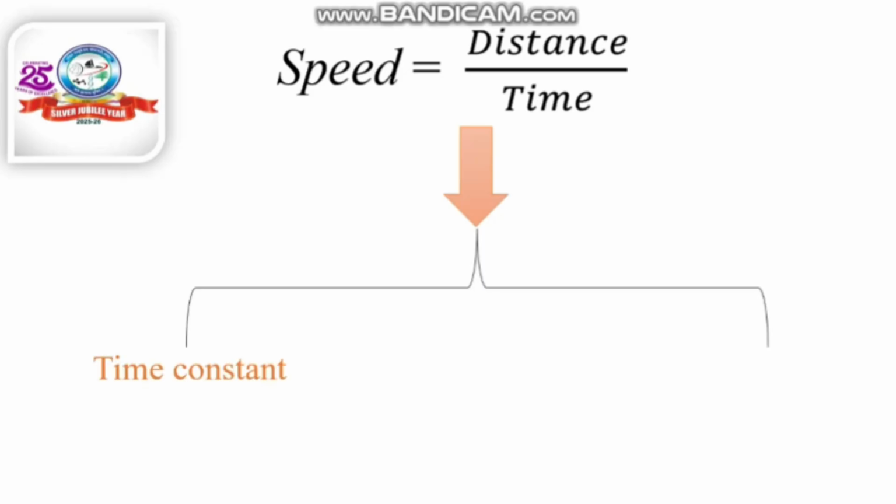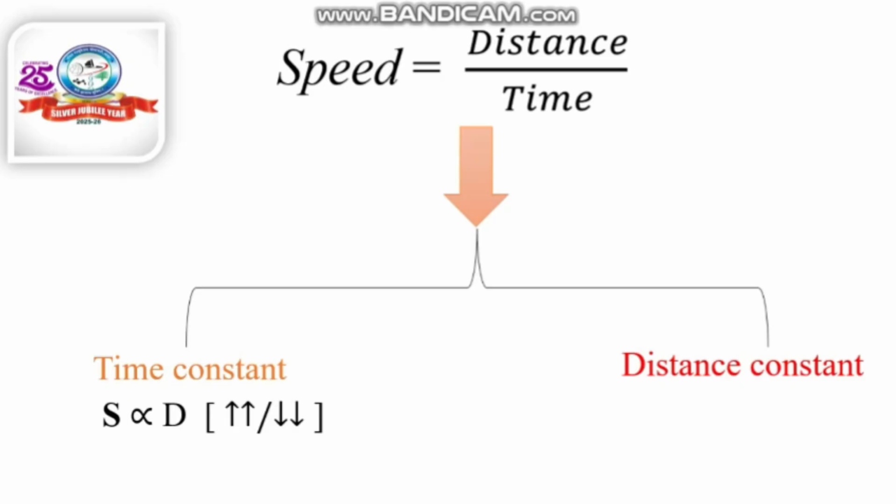The first is when time is constant, then speed is directly proportional to distance. When speed is directly proportional to distance, when speed increases, distance also increases. When speed decreases, distance will also decrease.